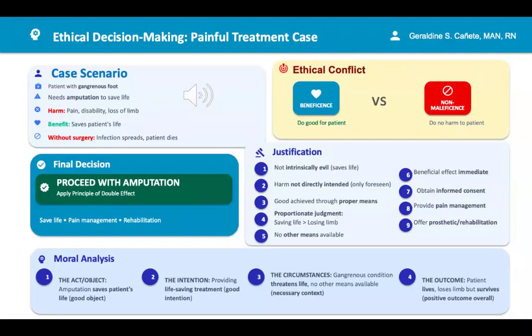Now, I want you to put yourselves in the patient's shoes. How would you feel if you were faced with this decision? What factors would you consider? What would be most important to you? You can reflect on it, write about it in your journal, and you can share it during our class discussion.